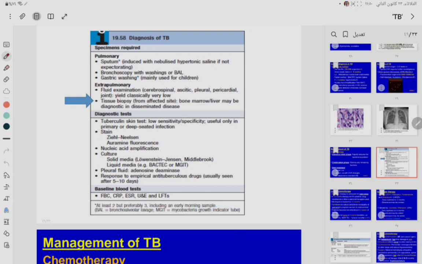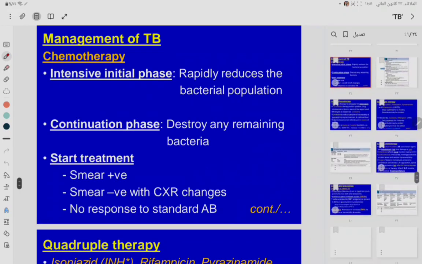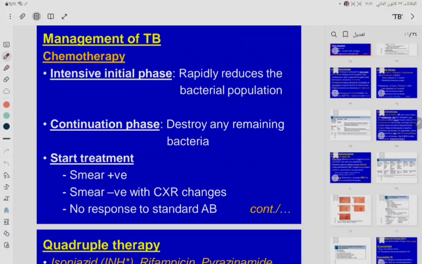Next. Management of TB: chemotherapy has an intensive initial phase that rapidly reduces the bacterial population, then a continuation maintenance phase. Start treatment in smear positive, or smear negative with chest X-ray changes and no response to standard antibiotics. So think about that. Quadruple therapy: treatment is usually 2 months of quadruple therapy, isoniazid, rifampicin, pyrazinamide, and ethambutol daily for 2 months. Ethambutol can be omitted if there is a side effect, because it causes eyesight problems, retinitis and eye problems.